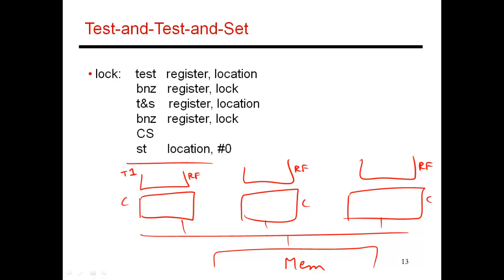Okay, and so the value of the lock in memory is a 1. If the lock is cached over here, it's a 1. If the lock is cached over here, it's a 1, and so on. And let's just assume that the block is currently in shared state.